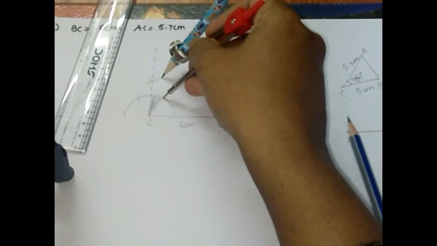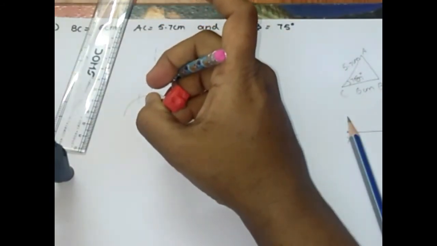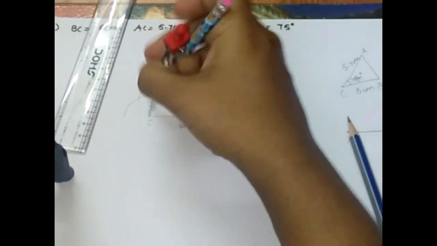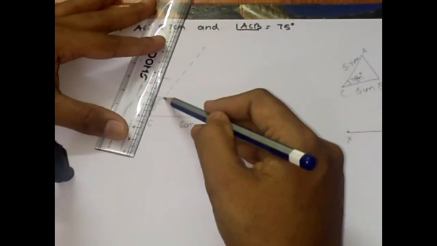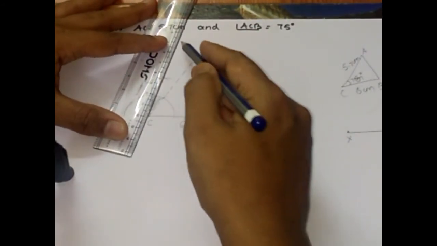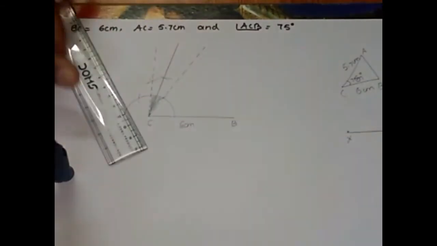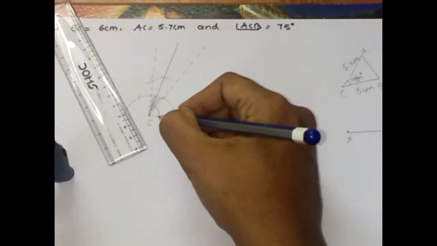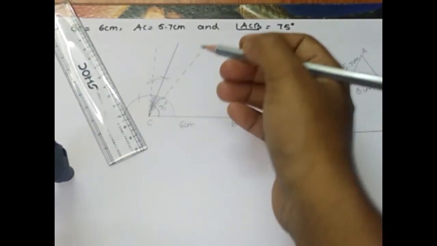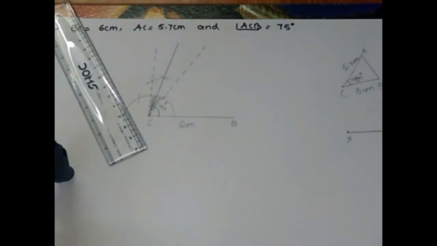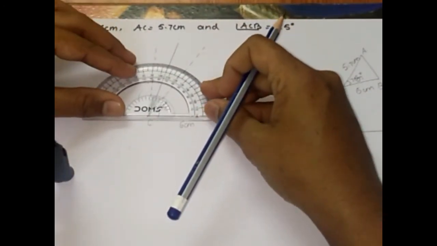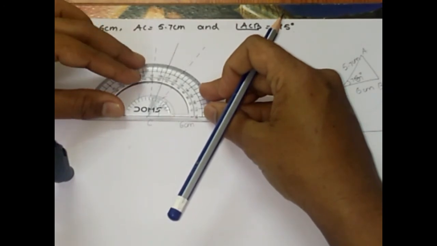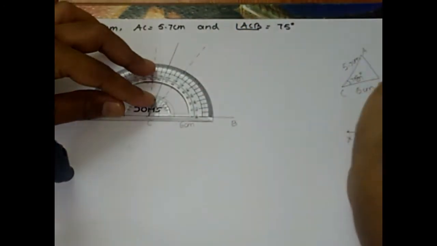See, I have not changed my compass. With the part which I have shaded, with that itself I am keeping my angle. Now this is the angle. 60 degrees was there. Out of 30 we have taken half. So you will get an angle which is equal to 75 degrees. Let's cross verify with the help of a protractor. Exactly, we have got 75 degrees.